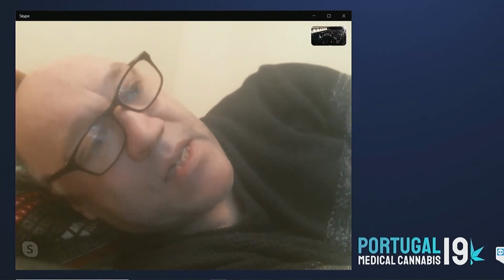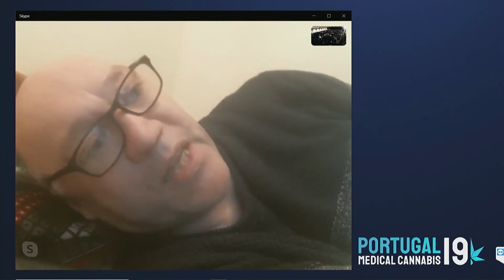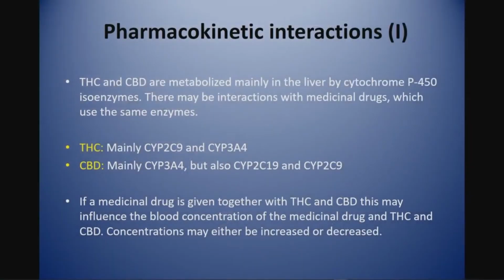Well, the next slide. So this is a little bit more complicated. It comes to pharmacokinetic interactions. THC and CBD are mainly metabolized in the liver by cytochrome P450 isoenzymes. And then they are degraded, for example, THC to 11-hydroxy-THC or THC-COOH. There may be interactions with medications which use the same enzymes.